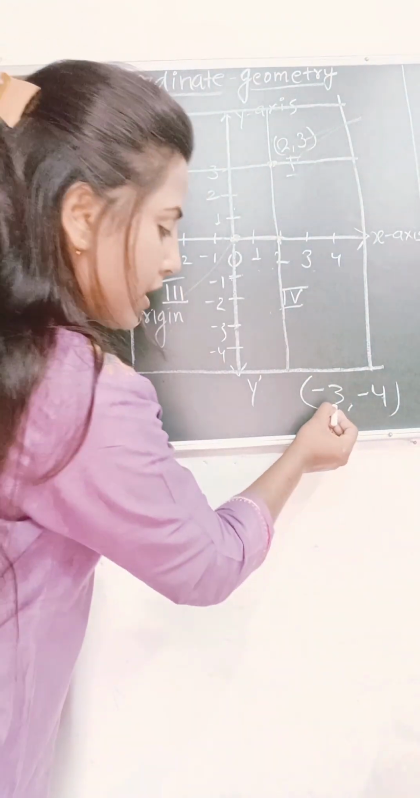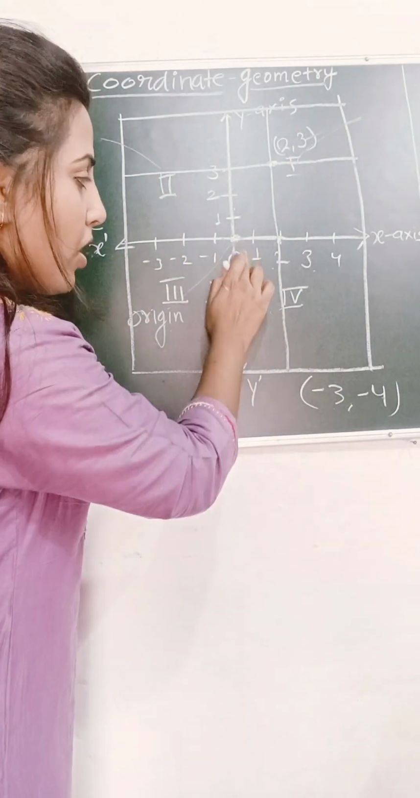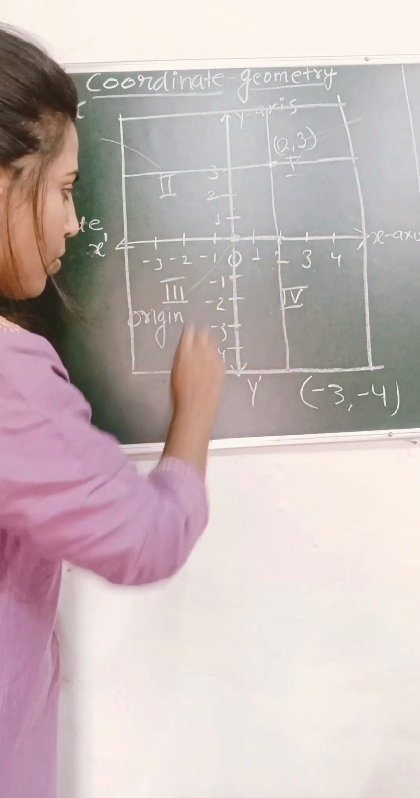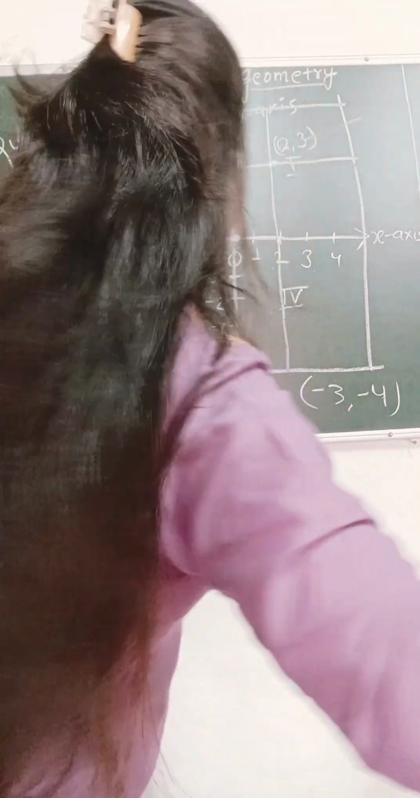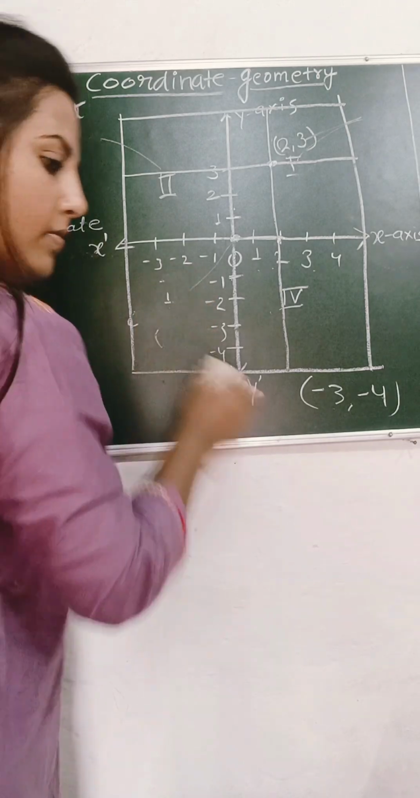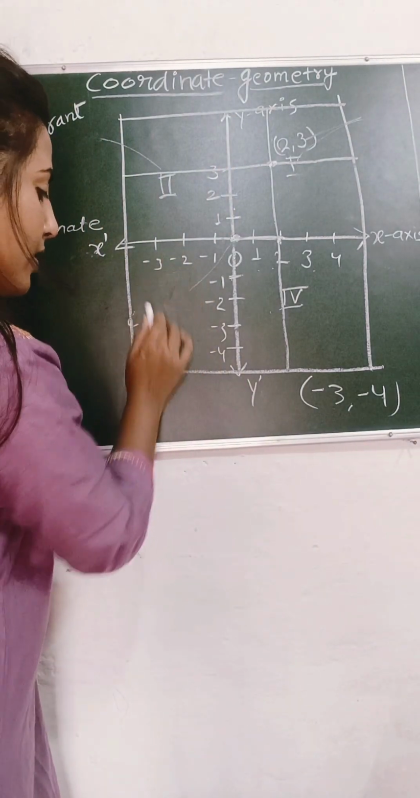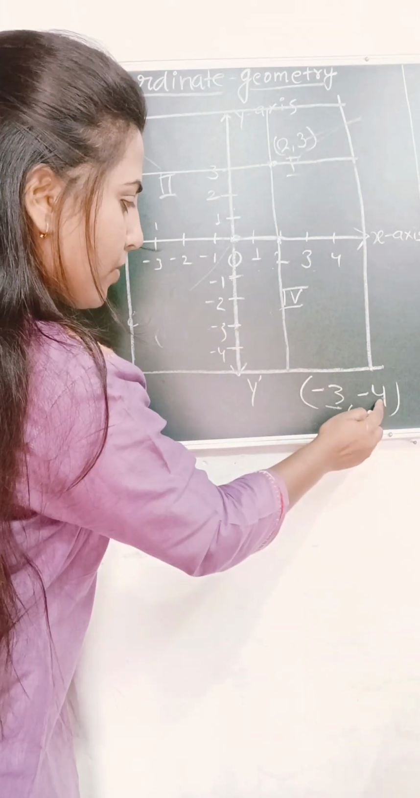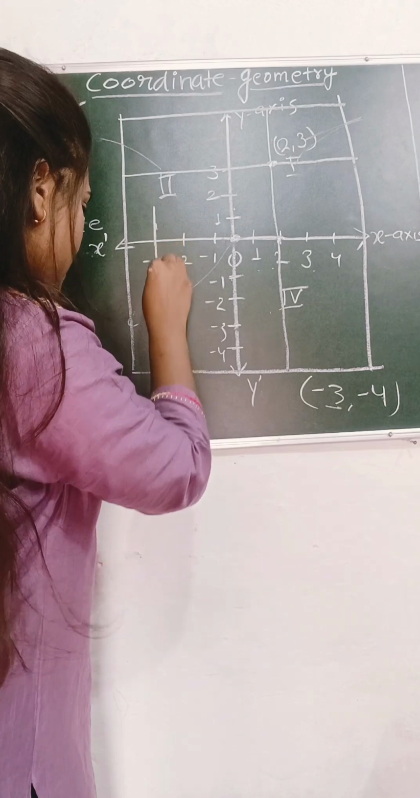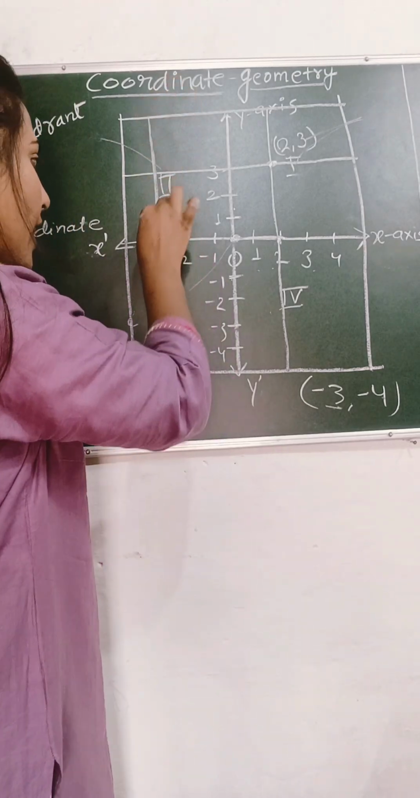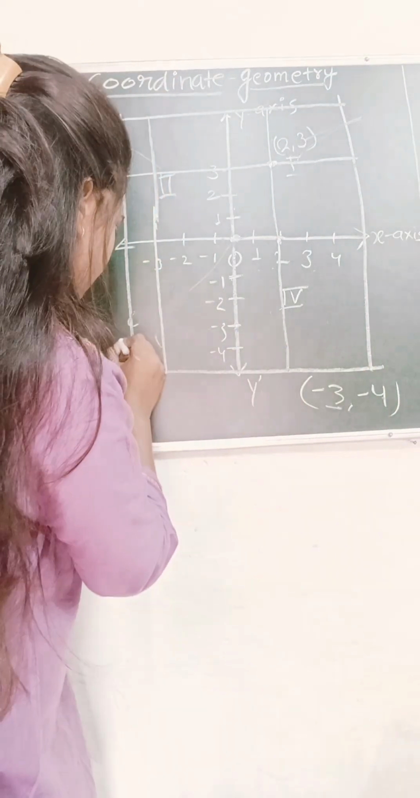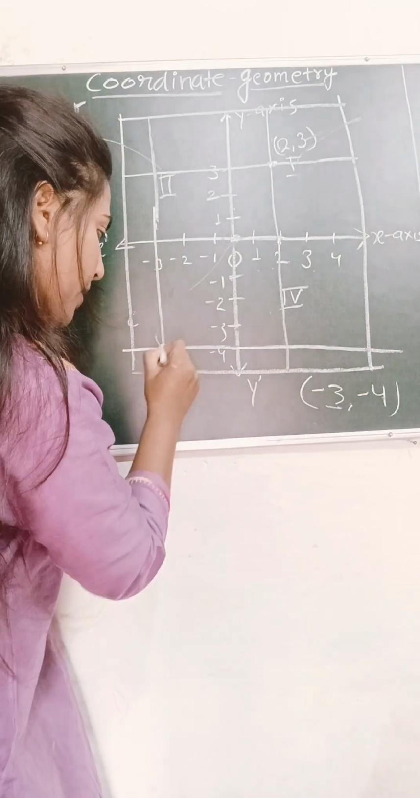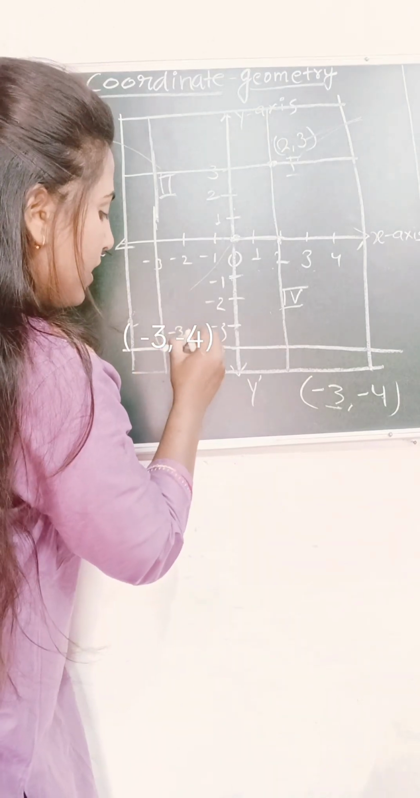Now for -3, from the origin you move to the left side of the origin along the x-axis. Here we have the point -3. Then -4 is on the y-axis, so we can draw a line like this. This intersecting point is (-3, -4).